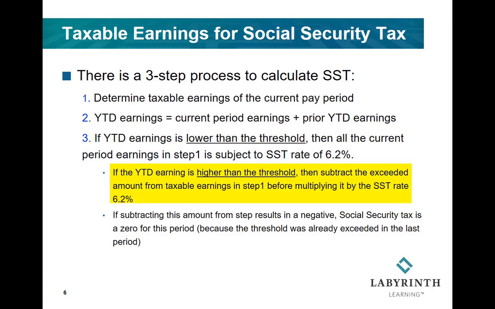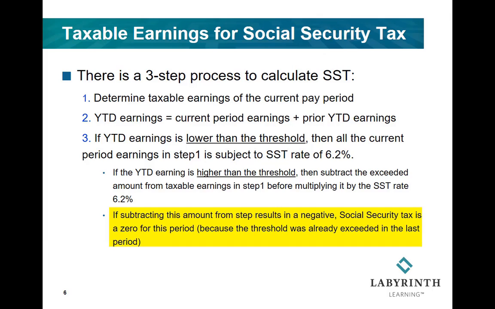If year-to-date earnings is higher than the threshold, then the amount that is higher must be subtracted to exclude from the current period earnings before applying the Social Security tax rate of 6.2%. When the amount that is higher than the threshold, subtracted to exclude from the current period earnings, results in a negative number, this means that the Social Security tax is zero for this period, because the threshold was already exceeded in the prior period, hence no Social Security tax in the current pay period.